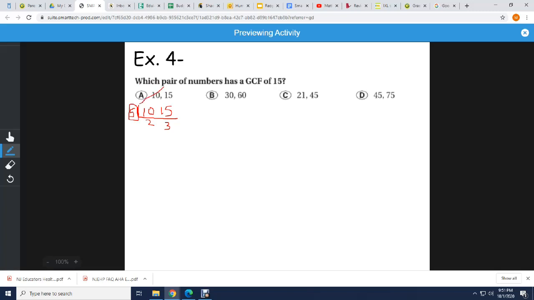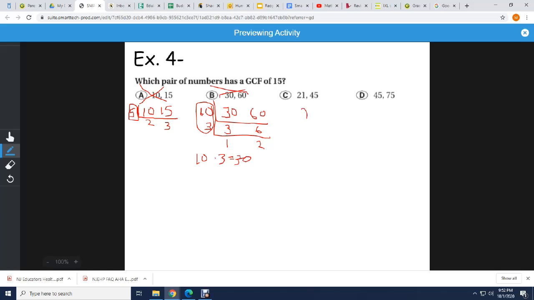So it cannot be A, right? Because we're looking for 15. All right, 30 and 60. First thing that I see here is 10. They both end in 0, so I see 3 and 6. And 3 and 6 also has 3, right? So 3 divided by 3 is 1. 6 divided by 3 is 2. If I multiply over here, 10 times 3 is 30. That's the GCF for this one, so it can't be B.